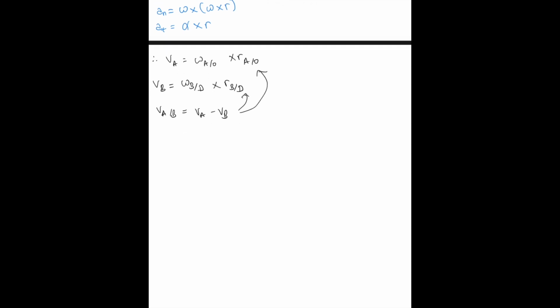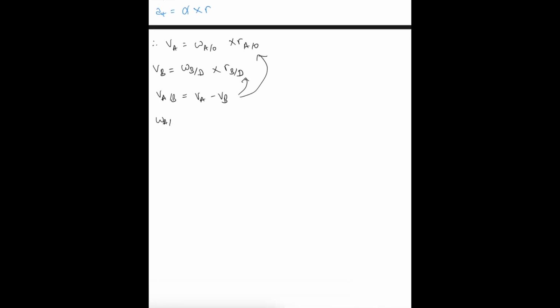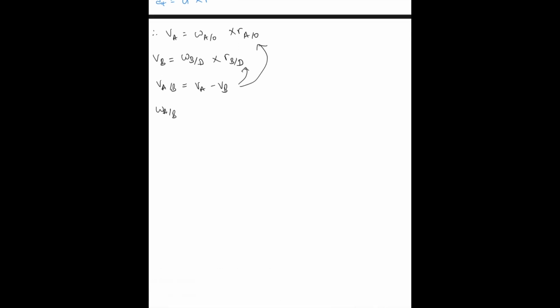So now we can rearrange this and plug in our VA and VB expressions to get omega AB multiplied by RAB is actually equal to omega AO multiplied by RAO minus omega BD multiplied by RBD.